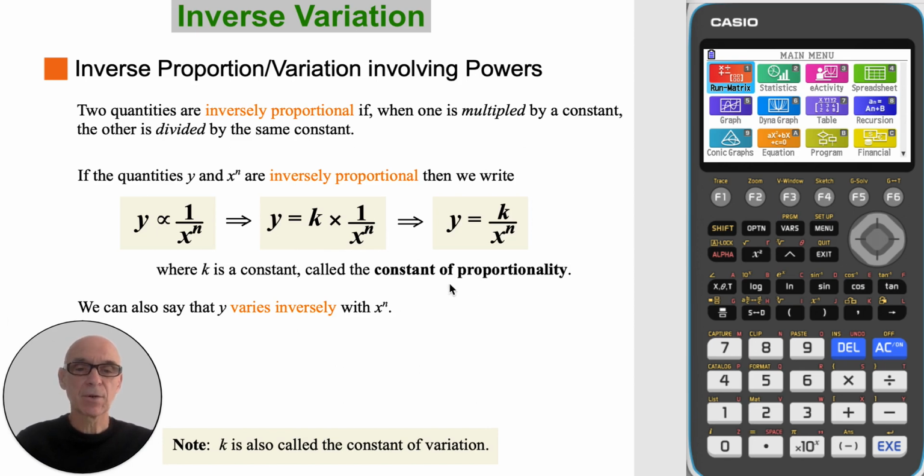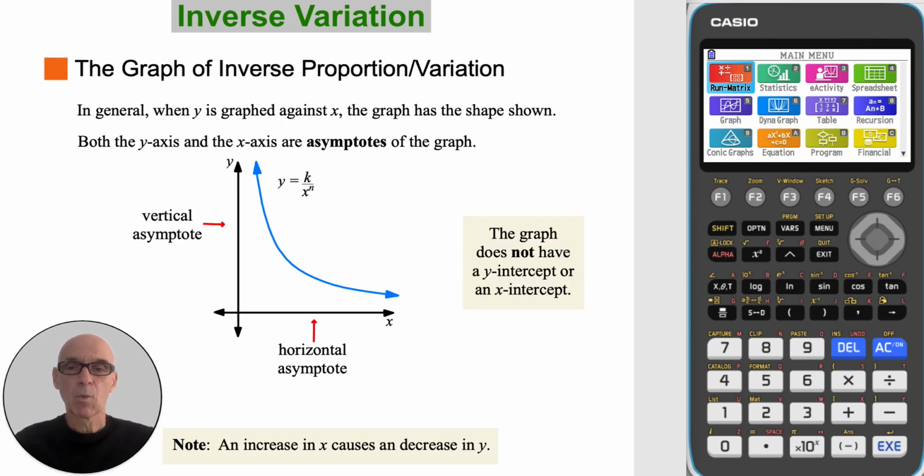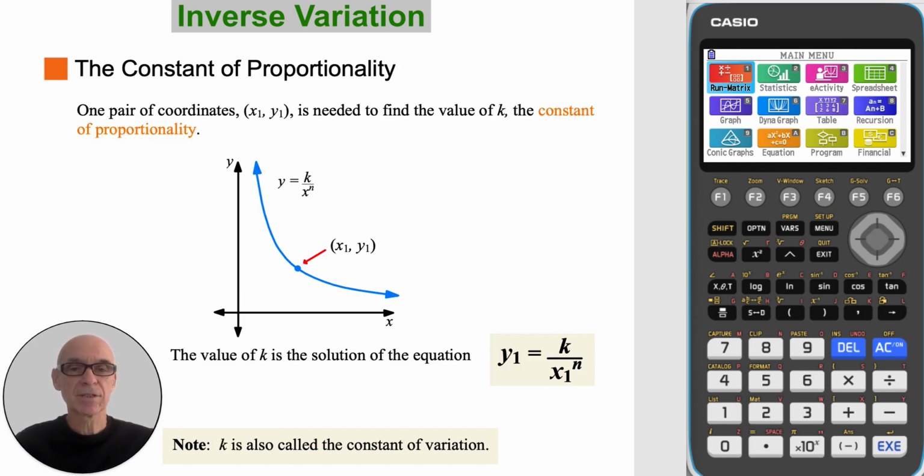This leads to the equation y equals k over x to the power of n, where k is a constant, called the constant of proportionality. In general, when y is graphed against x, the graph has the shape shown. Both the y-axis and the x-axis are asymptotes of the graph, so the graph does not have a y-intercept or an x-intercept. One pair of coordinates is needed to find the value of k, the constant of proportionality. Substituting these coordinates into the equation and solving for k will give the value of the constant.